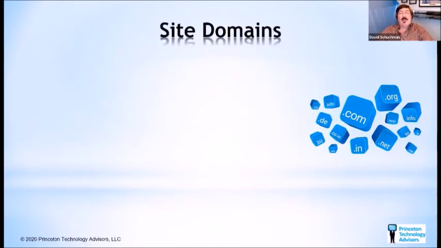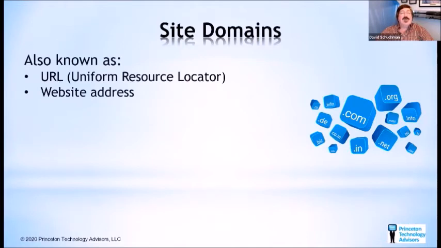So domains, website domains, let's talk a little bit about that. The .coms, the .nets, the .orgs, lots of those extensions now. So it's also known as a URL, or Uniform Resource Locator. That's what that URL means. It's a web address. That's essentially what it is.